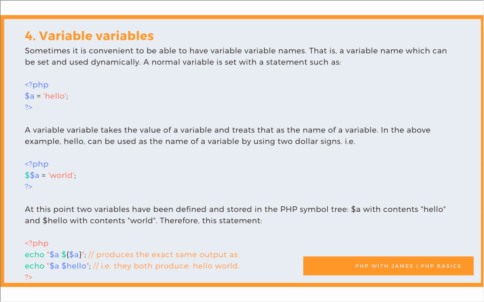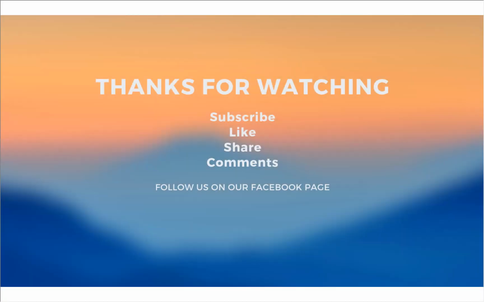Therefore, this statement, echo "$a ${$a}", where we use curly braces to distinguish the variable, produces the exact same output as echo "$a $hello". They both produce hello world. So these are basically variable variables.